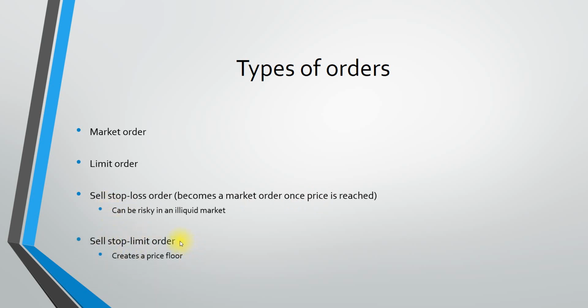A sell stop limit order combines the sell stop loss order and the limit order ideas. So a sell stop limit creates a price floor in which that investor has a minimum that they will sell at. So if, for example, Apple stock has a sell stop at 190 but has a limit price of 185, and the stock opens trading the next day at 180, it will not become a market order until it reaches at least 185 through intraday trading.